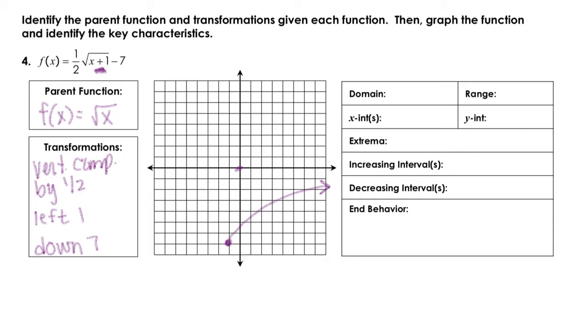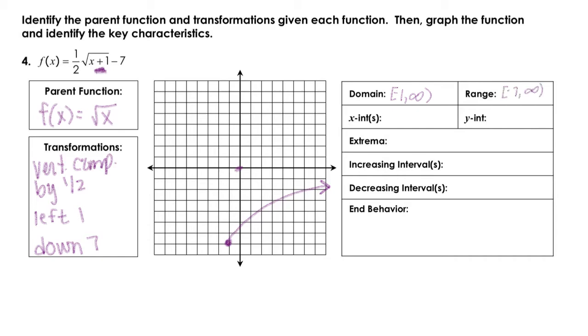And now let's talk about our domain. The domain for this looks like we're going to have all real numbers, but it's going to start here at -1. So we're going to say that the domain is going to be from -1 to infinity. Our range is going to be from -7 to infinity.